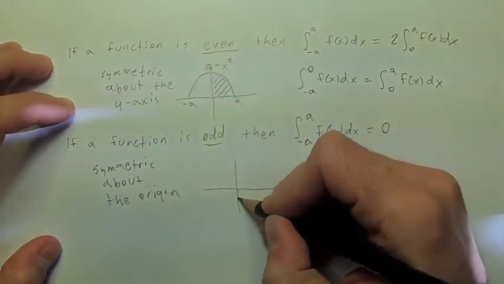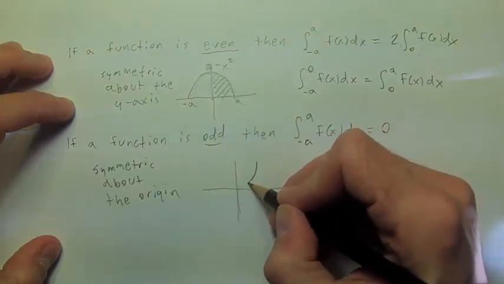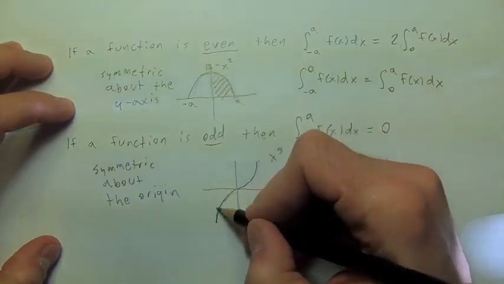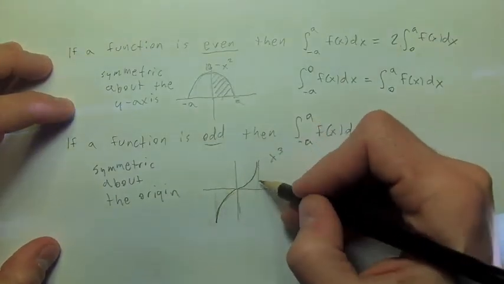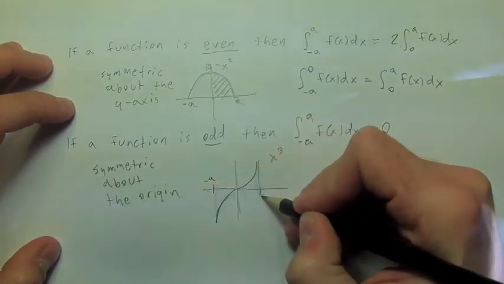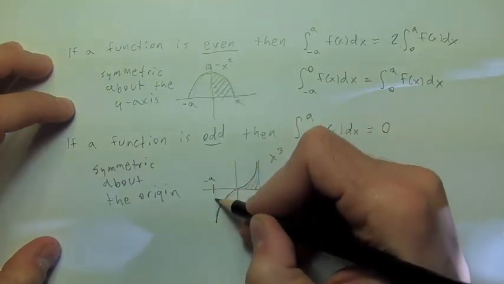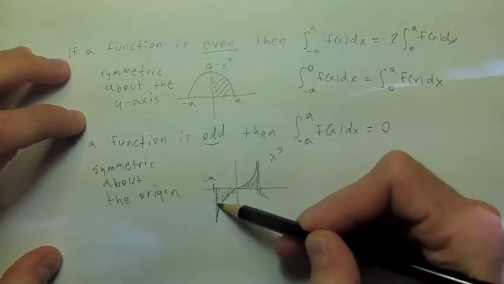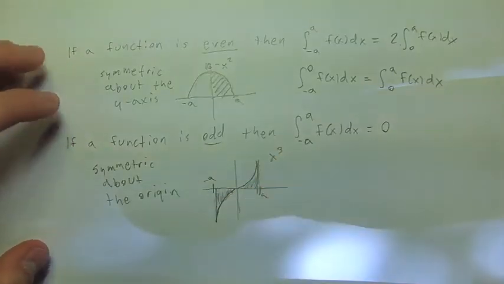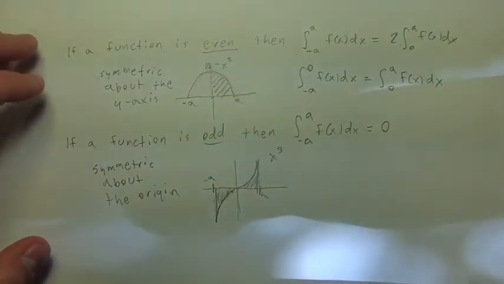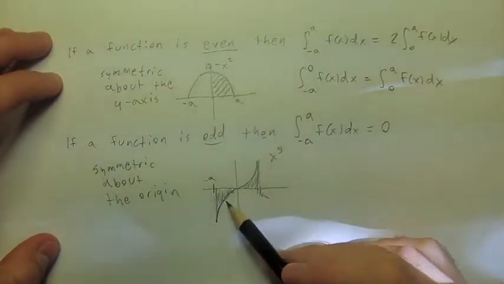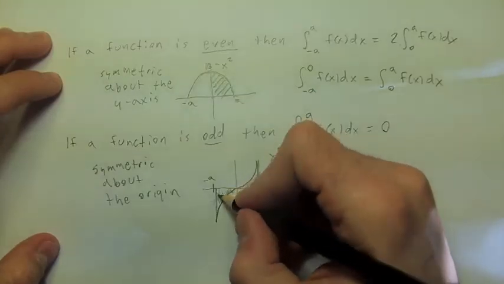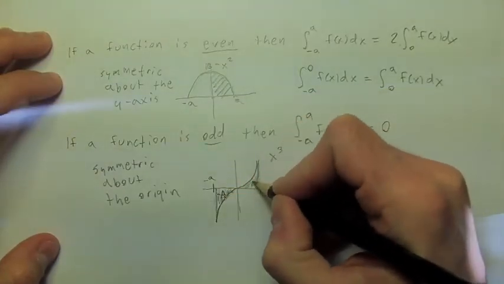Okay, a very famous odd function would be x cubed. Now, if you integrate from, say, -a to a, well, what happens is that this region is exactly the same as this region, but one's above the axis, one's below the axis. So whatever area it is going to cancel this one out. So whatever the area is, this is the negative of it.